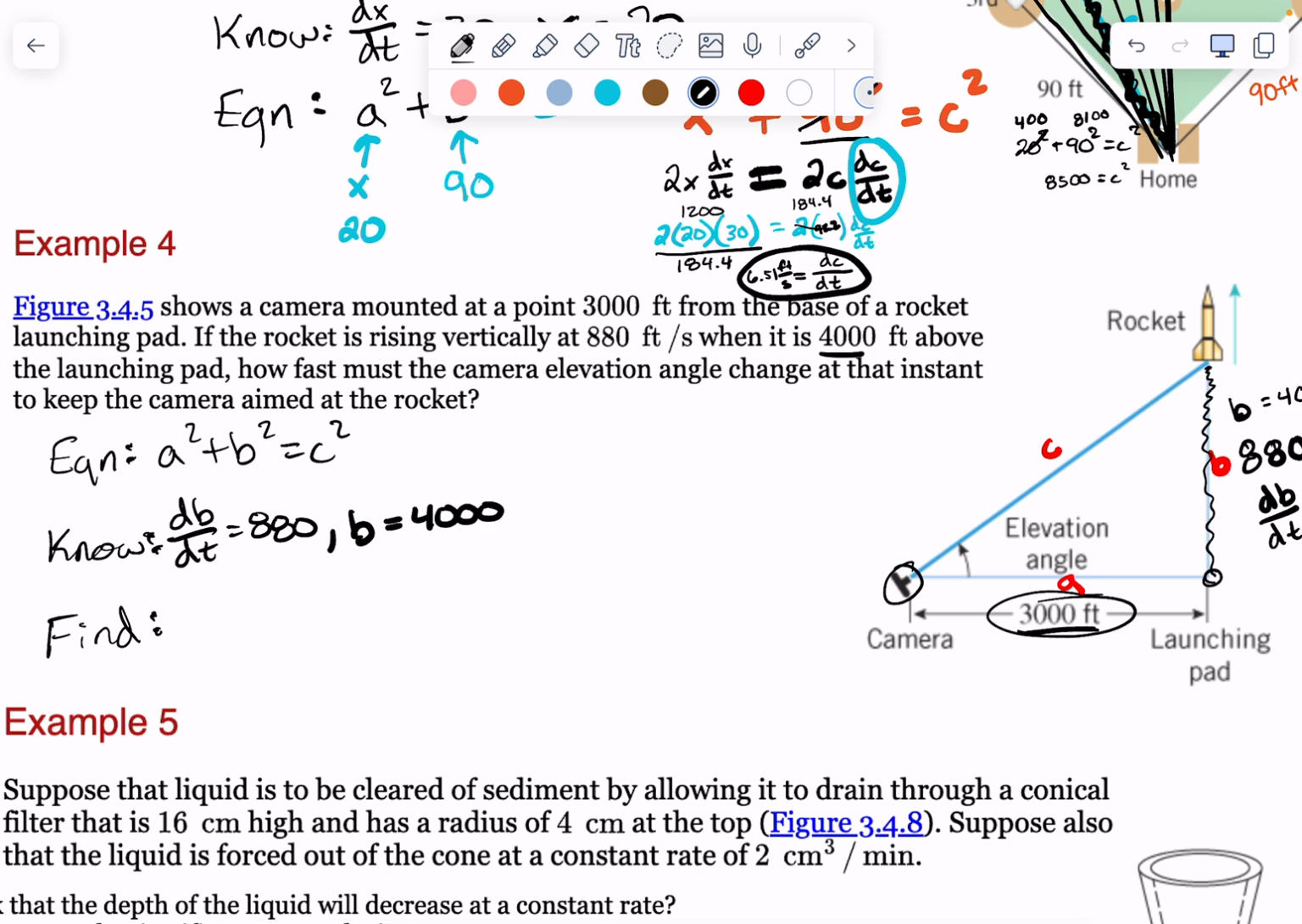How fast must the camera elevation angle change at the instant to keep the camera aimed at the rocket?